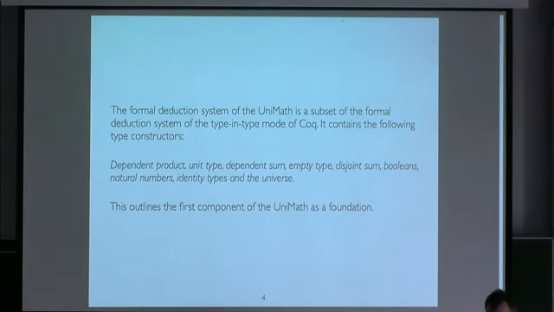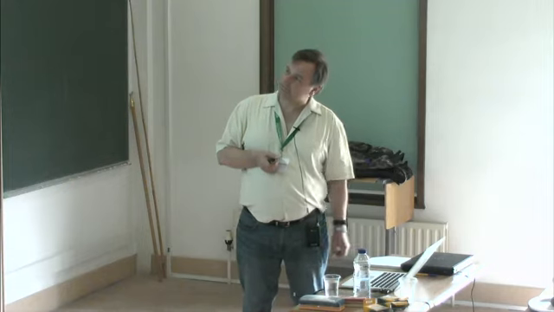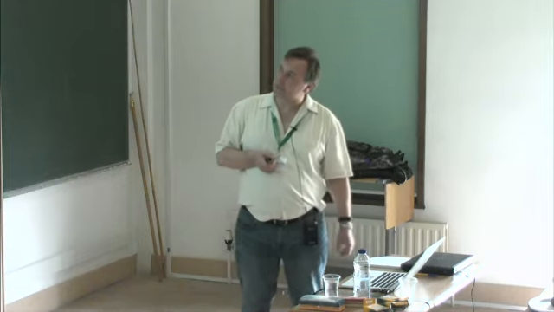type and type mode of Coq. It contains the following type constructors. So this is a complete list of type constructors that UniMath contains. So there is dependent product, unit type, dependent sum, empty type, disjoint sum, booleans, natural numbers, identity types, and the universe.